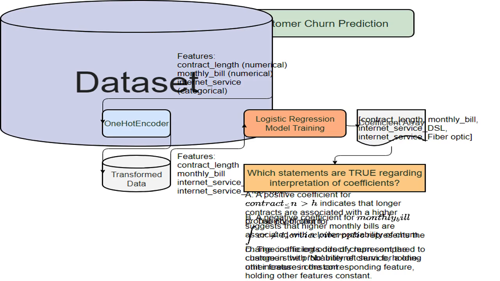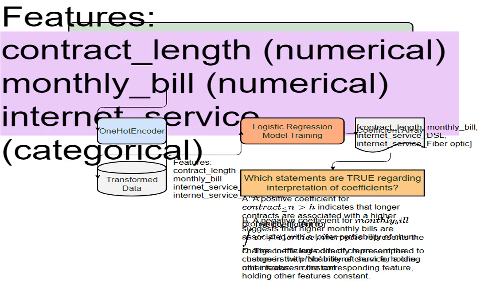I'm using a dataset about customer churn. It includes information like contract length, monthly bill, and internet service type. This data will help me build a model to predict which customers might cancel their service. I'll use one hot encoder to prepare my categorical data, specifically the internet_service feature.